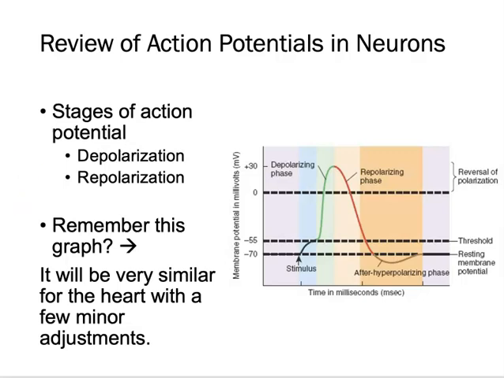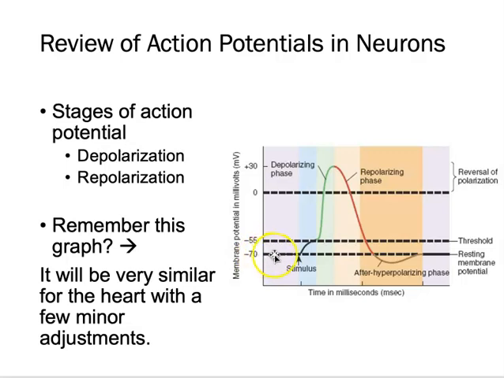All right, so let's talk a little bit about action potential. How does that signal actually occur? If you remember back to 201, this is your action potential that you learned about in nerves. Just a quick review, right? On the y-axis, we have the membrane potential in millivolts. On the x-axis, we have time in milliseconds.